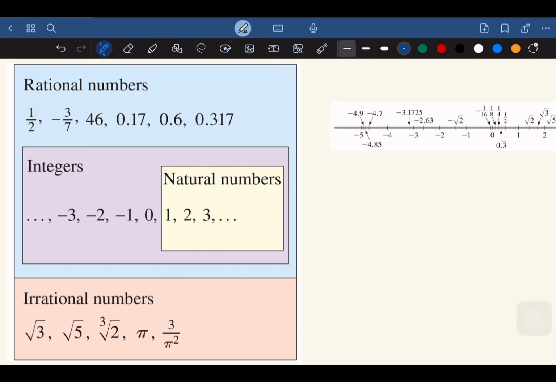Yes? Why is 46 rational? 46. Interesting.